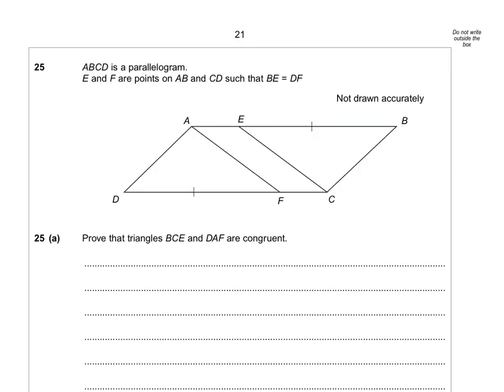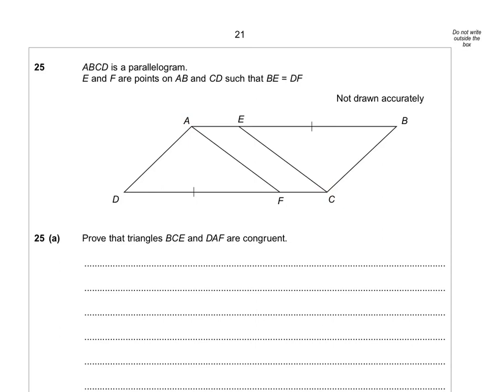So question 25, last question. What we have is A, B, C, D as a parallelogram. So the big outside shape is a parallelogram, and we need to know our properties of parallelograms. Opposite sides are equal in length. Opposite angles are also equal. So angle D and angle B are equal, and angle A and angle C are equal. There are lots of properties of parallelograms we might need to use.